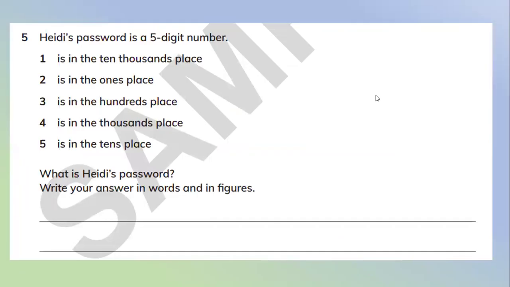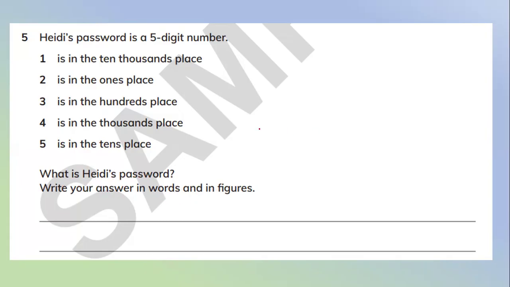Okay, number 5. Katie's password is a 5-digit number. 1 is in the 10,000s place. 2 is in the ones place. 3 is in the hundreds place, 4 is in the thousands, 5 is in the tens. So what is Katie's password? Write your answer in words and in figures.